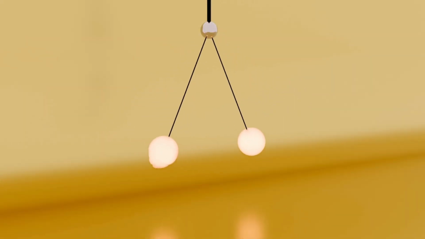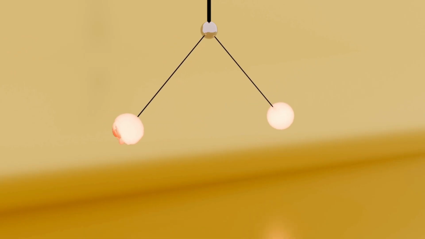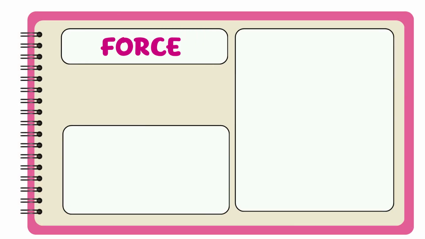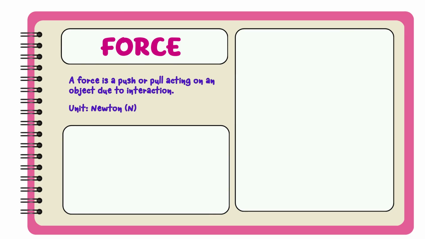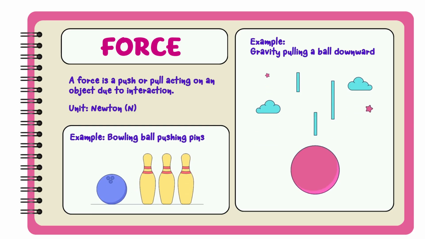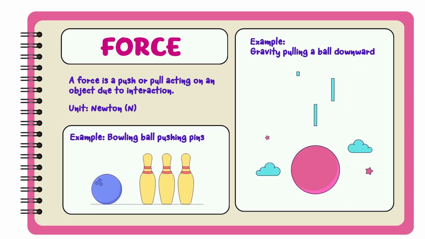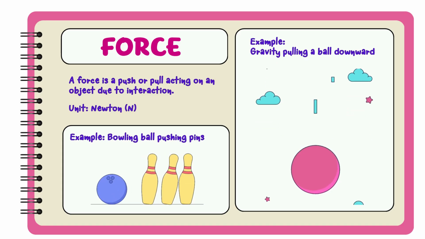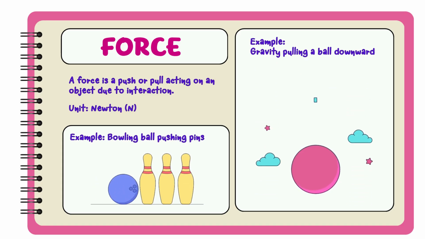So now we have learned what balanced force is. Before knowing more about balanced force, let's look at force a little bit. What is force actually? As you can see on the slide, a force is a push or pull acting on an object. Think about the example of bowling, pushing the pins. That's a force in action. Another example is gravity pulling a ball downwards. This highlights how even natural forces fit the definition of force.